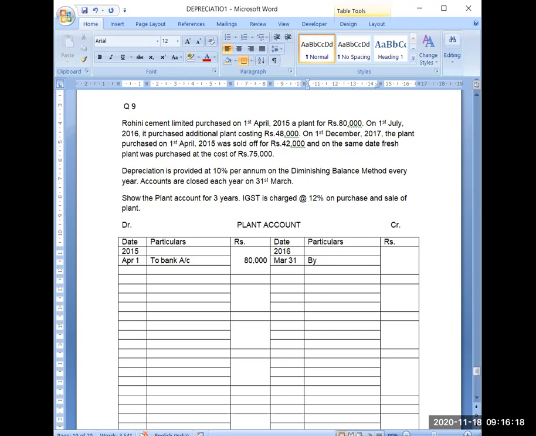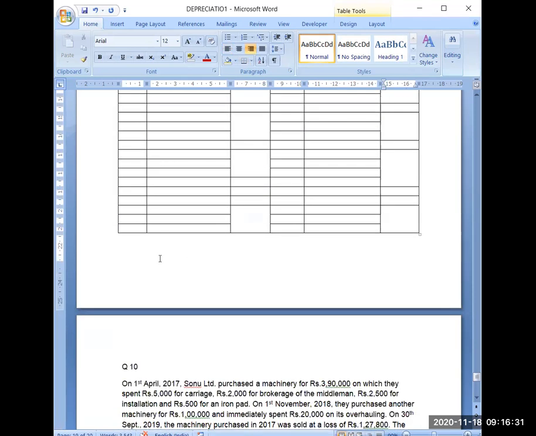And we will charge the depreciation by depreciation account. And the rate of depreciation is given as 10% per annum. So we can show in working notes.